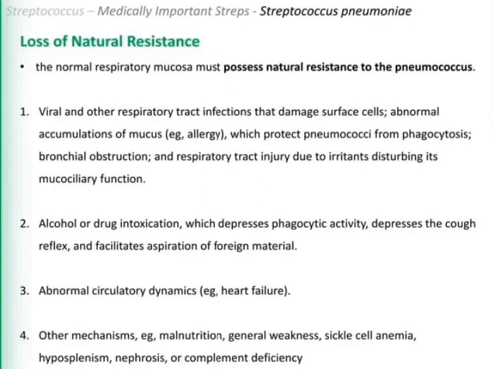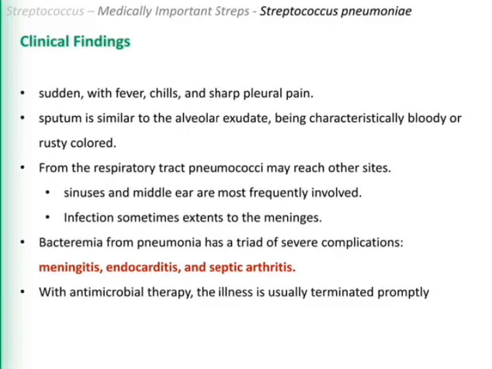Alcohol or drug intoxication represses phagocytic activity, depresses the cough reflex and facilitates the aspiration of foreign material. Abnormal circulatory dynamics, for example heart failure. Other mechanisms, for example malnutrition, general weakness, sickle cell anemia, hyposplenism, nephrosis or complement deficiency. Clinical findings: sudden onset with high fever, chills and sharp pleural pain. Sputum is similar to the alveolar exudate, being characteristically bloody or rusty colored.